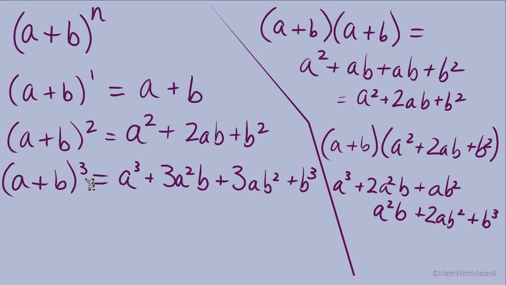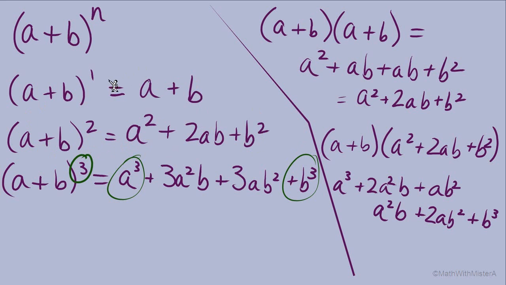First, let's look at the exponent of 3. We're taking a plus b to the third power, and we see that our first term is simply a to the third, and our last term is b to the third. And that's a pattern that we see with these other examples. A plus b to the second starts with a to the second and ends with b to the second. A plus b to the first starts with a to the first, ends with b to the first.